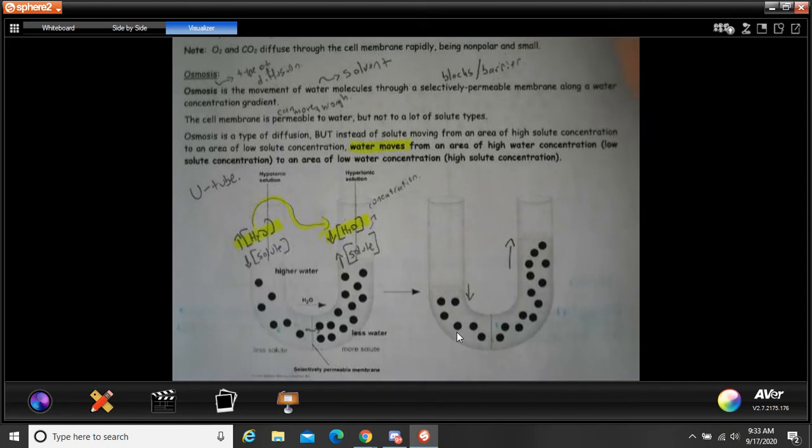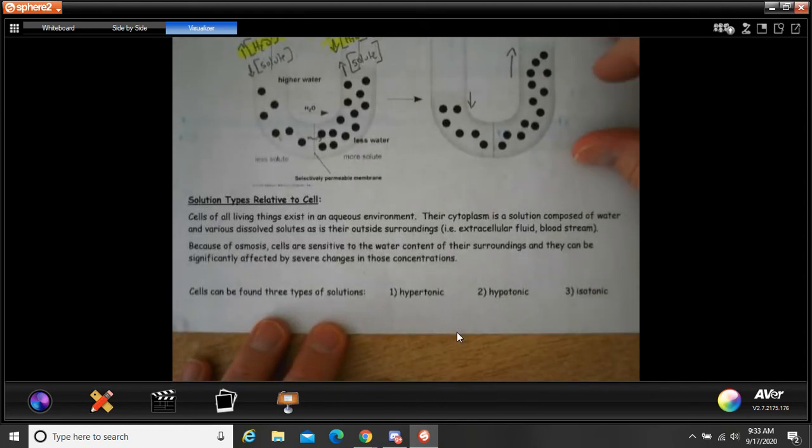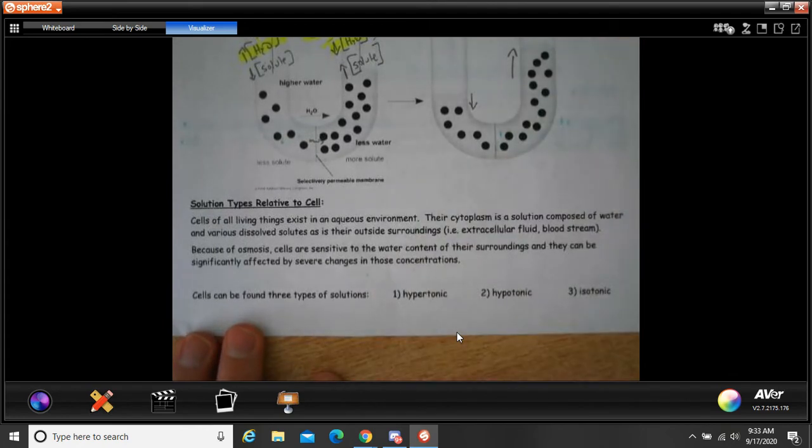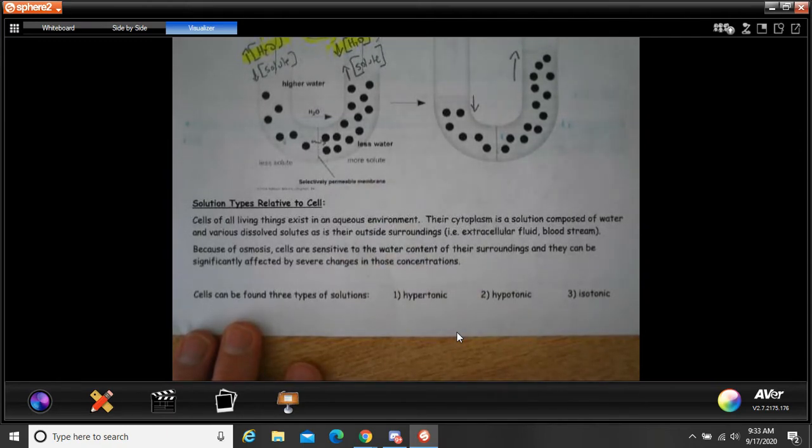Now, how does that apply to cells? The reason that it's relevant to cells is because cells live in an aqueous environment. So the environment around them is water, and the environment inside of them is water. Water is always there. It is the solvent dissolving everything. Their cytoplasm is a solution composed of water, things dissolved in it, as well as its surroundings.